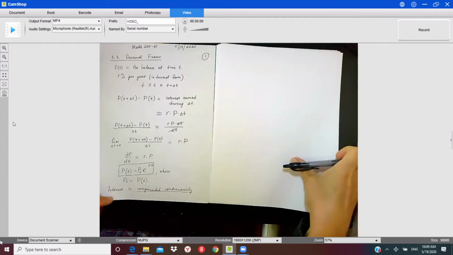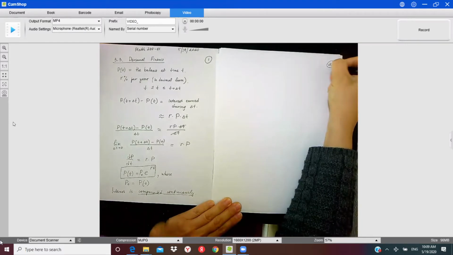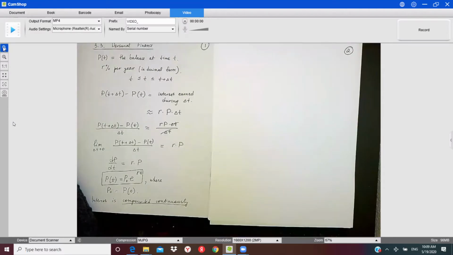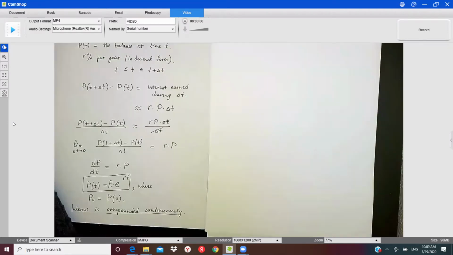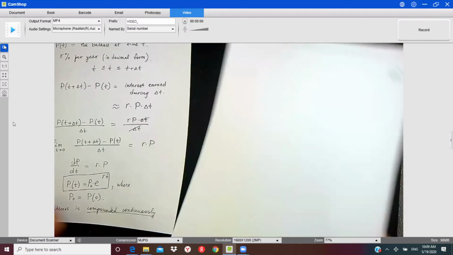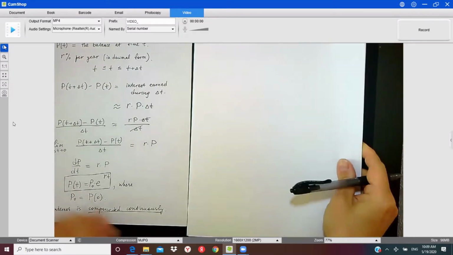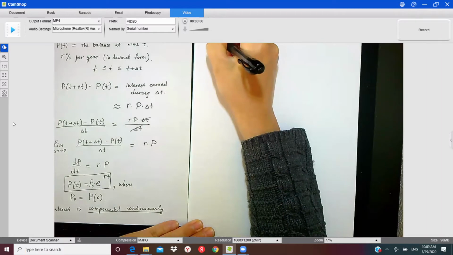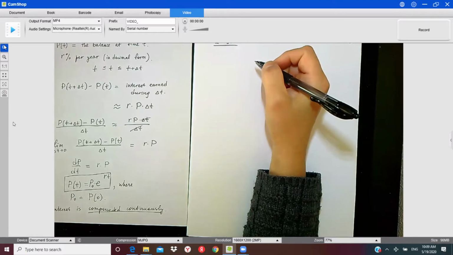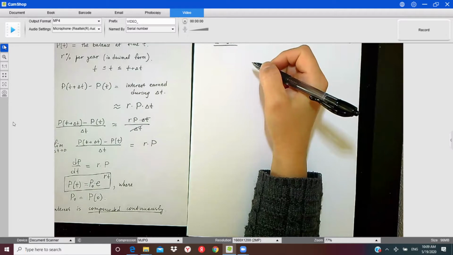Let us try to use this formula for problem number 2. Let me zoom in a little more. So maybe like this. I'm going to consider an example from the text. It's example 3.4. So let's say you put $1,000 in a savings account with a continuously compounded interest rate of 5% per year.